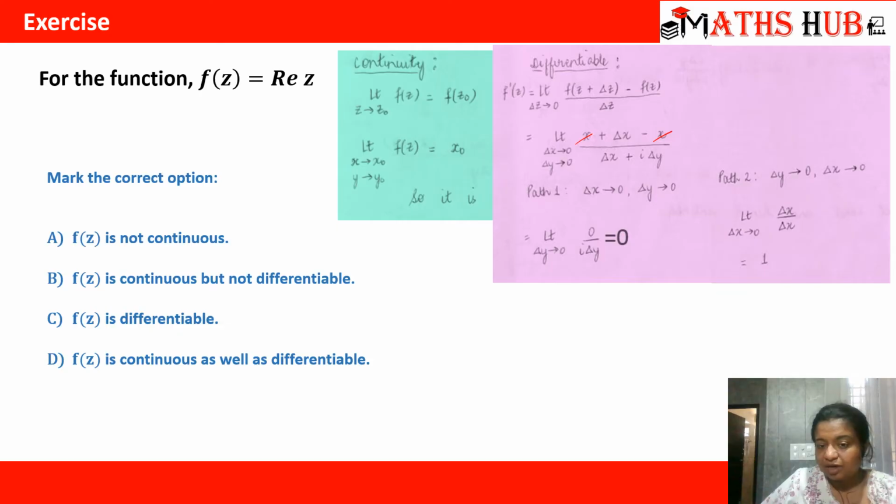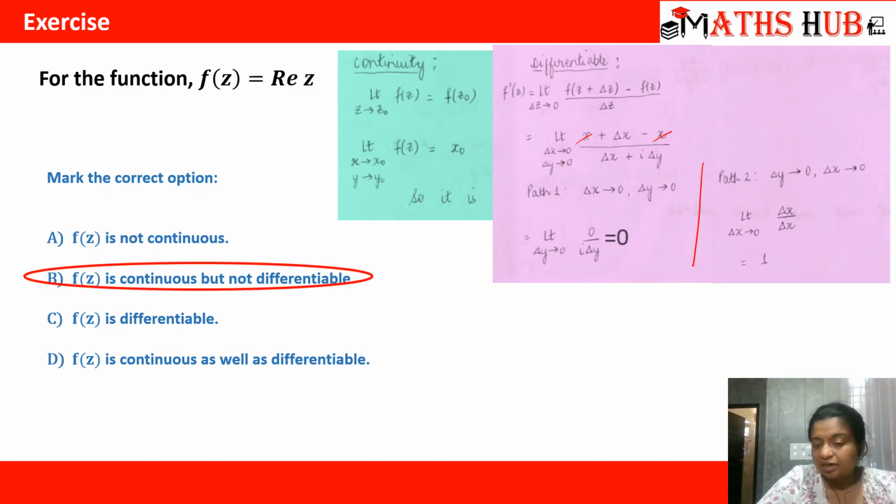So along the first path, when delta x approaches 0 and delta y approaches 0, let's take delta x approaches 0. So we will get 0 upon iota delta y. That will turn out to be 0, right? And along the second path, path number 2, first let's take delta y approaches 0 and then delta x approaches 0. So when delta y approaches 0, we will get delta x by delta x. So that will become 1. So you can see that along two paths, the value of the limit is not the same and hence the function is not differentiable, right? So what is the correct option? The function is continuous, but it is not differentiable, right?